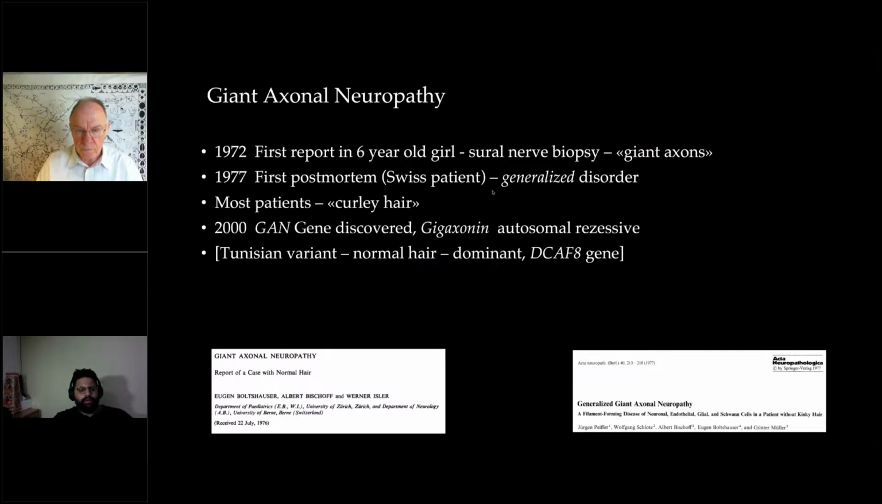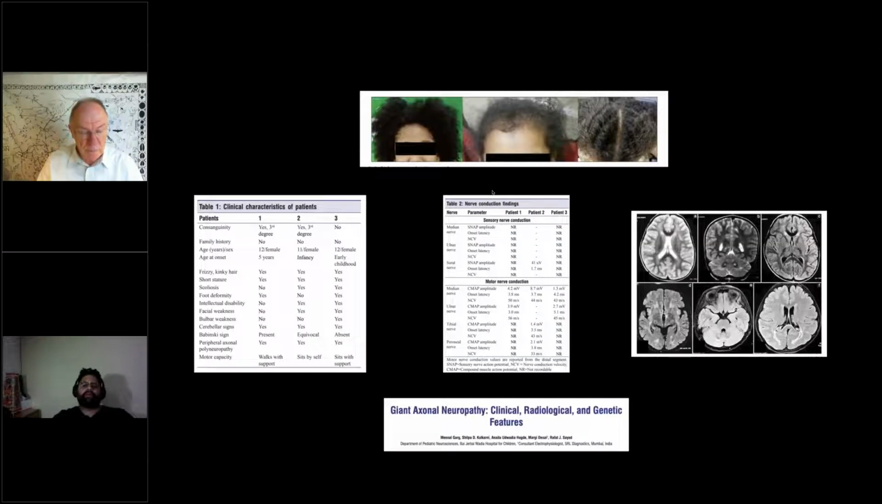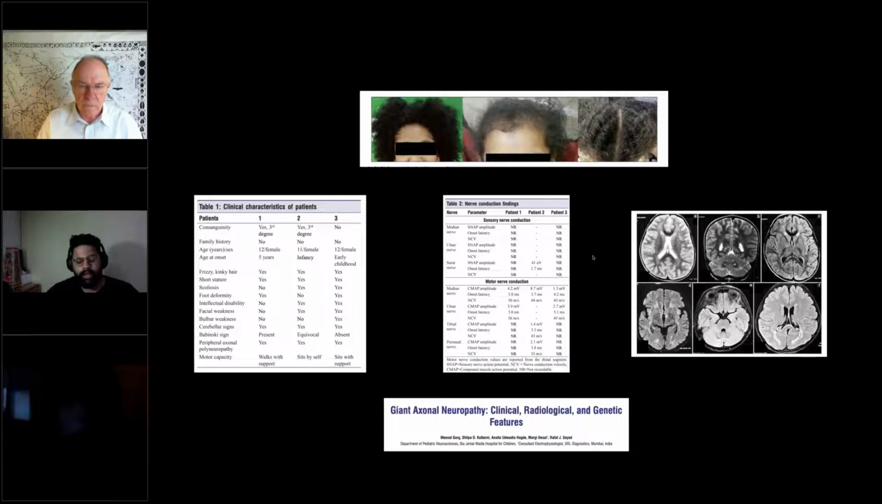All of the patients in this series presented with a similar clinical picture, and the abnormal hair is evident in all of them. The MR imaging findings are also pretty similar in all three: the cerebellar changes and the supratentorial leukodystrophy-type changes with sparing of the corpus callosum.